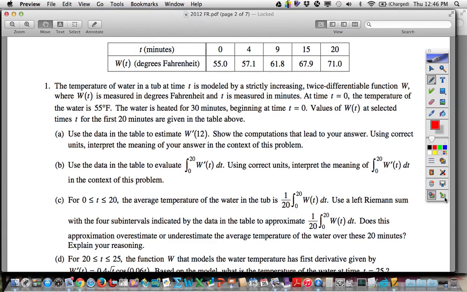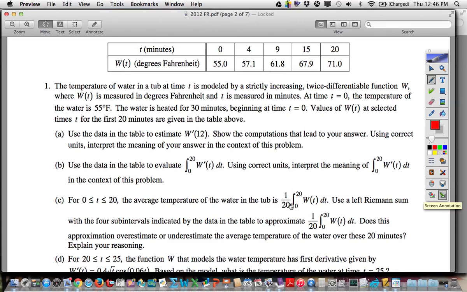Now, we write it a little different than they did. They put this 1/20th out here. We need to recognize that, because the way we wrote our average value formula was from a to b, so 0 to 20, W(t) dt over 20 minus 0. That's how we wrote it. But that's the same thing, putting a 1/20th out front. So it's the average value of a function.